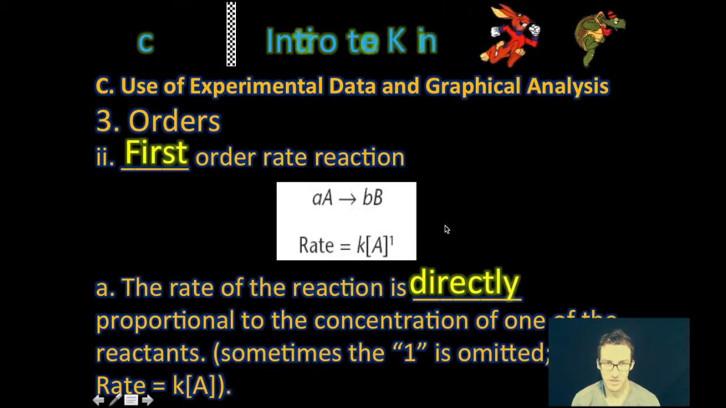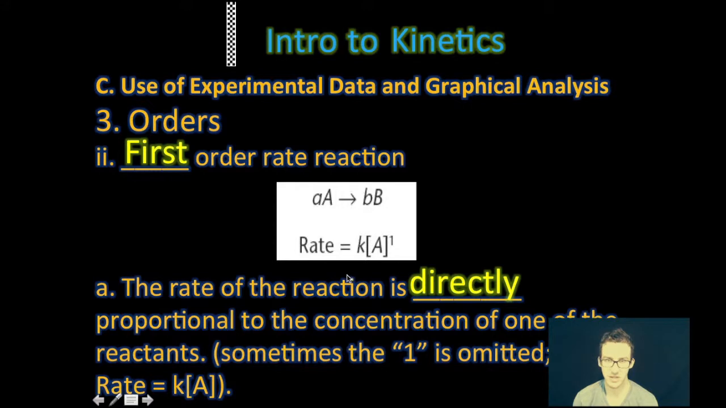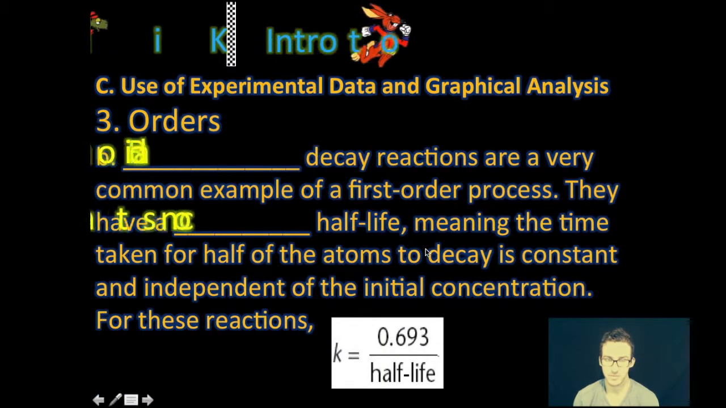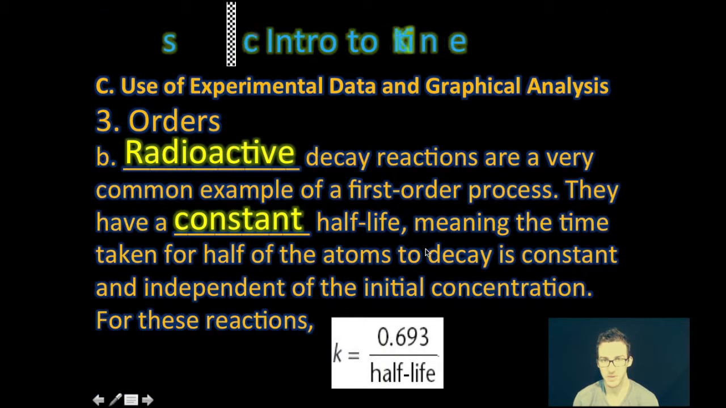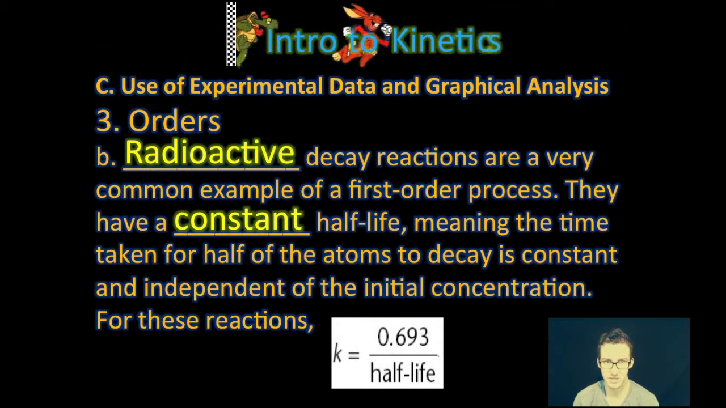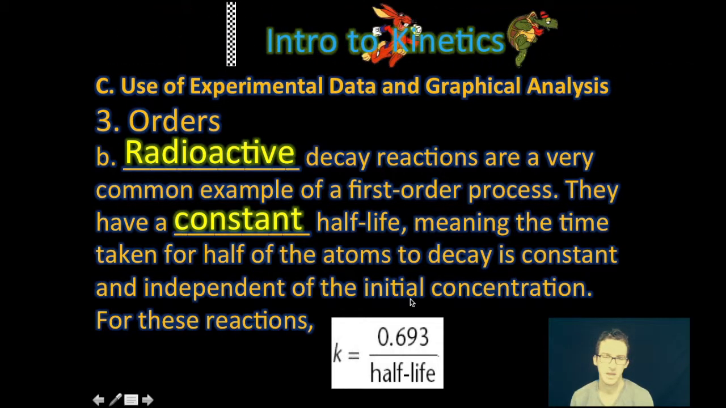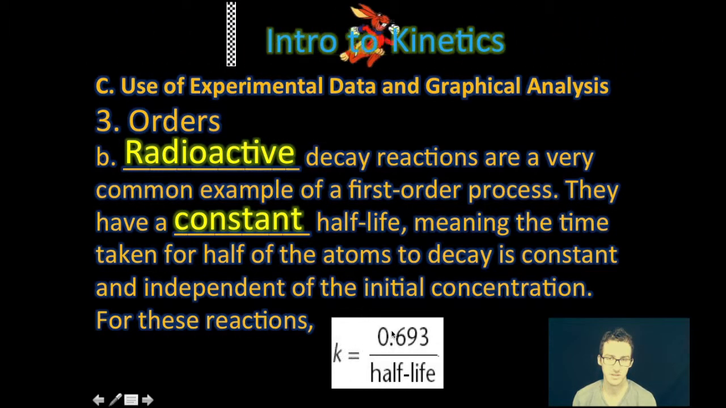First order rate reactions, or first order rate laws, are described as such because the rate of the reaction is directly proportional to the concentration of one of the reactants. Sometimes the one is omitted, so just keep that in mind. We often will drop that. It's important to note that radioactive decay is a very common example of a first order process. They have a constant half-life, meaning the time taken for half of the atoms to decay is constant and independent of the initial concentration. For these types of reactions, there is an equation on your formula chart for the half-life of first order reactions, which is provided to you there.